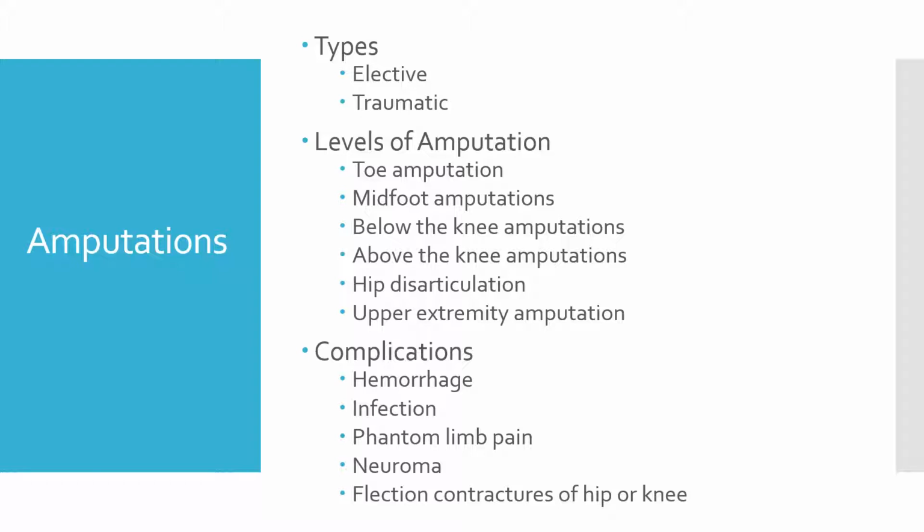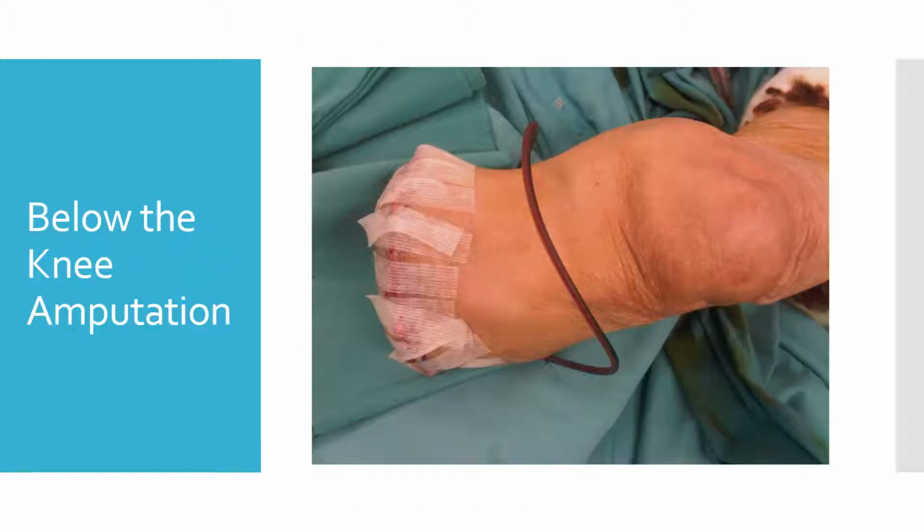Flexion contractures of the hip or knee: prevention includes proper positioning, active range of motion, and exercises to help prevent this complication. So this is a below knee amputation. See, here's the knee. There's the below knee amputation. If it was up here, it would be above the knee, and the knee joint would not be there.